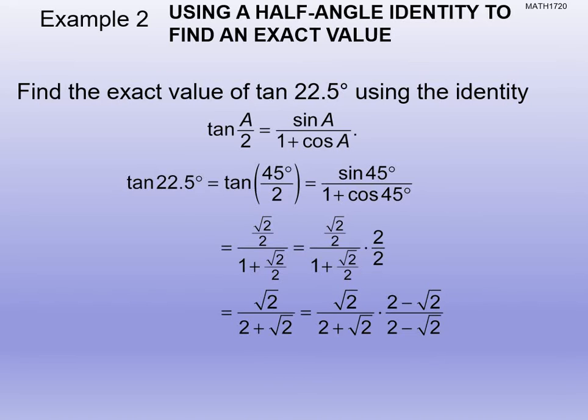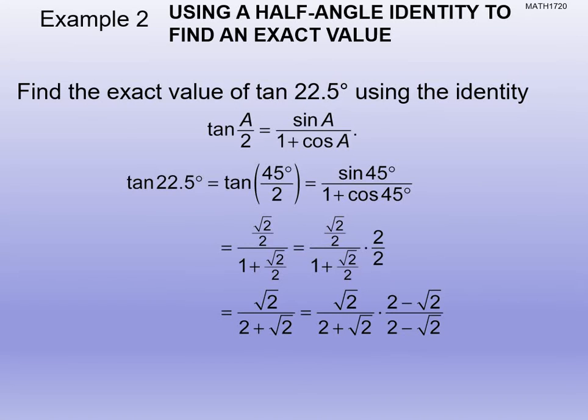So since in the denominator we have 2 plus the square root of 2, we're going to multiply the numerator and the denominator by the conjugate over the conjugate. So it's going to be 2 minus square root of 2, because we're multiplying by 1. 1 is in the form of 2 minus square root of 2 over 2 minus square root of 2. And remember, 2 minus the square root of 2 is the conjugate of 2 plus square root of 2.